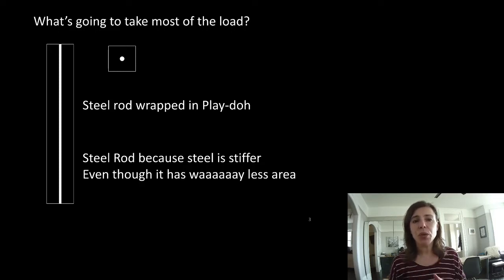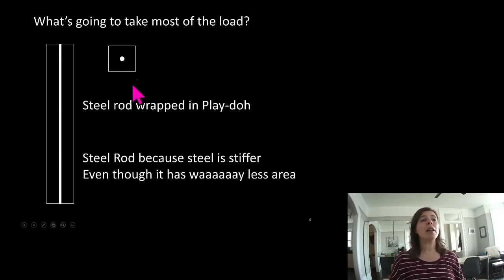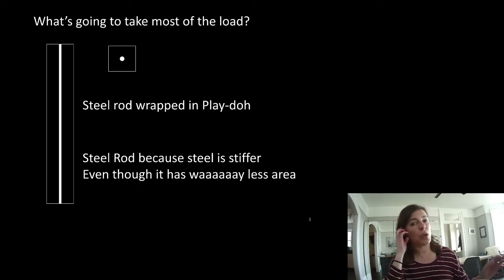And I think intuitively you understand that the steel rod is going to take most of the load because it's way stiffer. That's one where intuitively you would understand that. It doesn't matter that we have a ton more Play-Doh than we do steel. You know how not stiff Play-Doh is. So intuitively you get that most of the load's going to the steel rod.